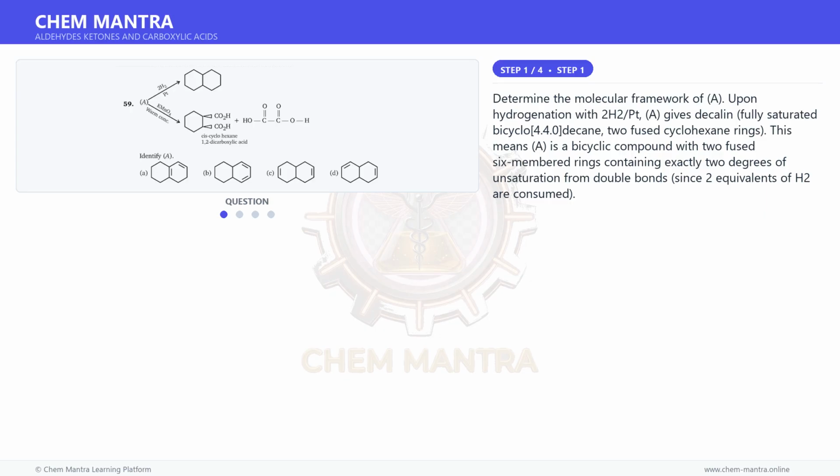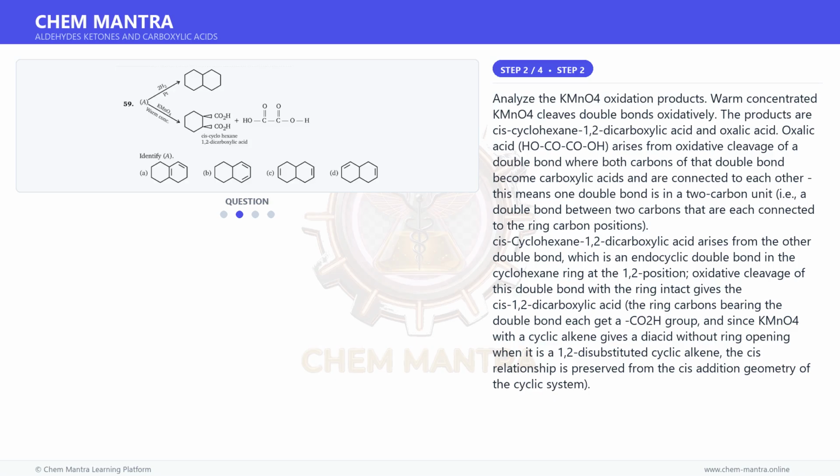Upon hydrogenation with 2H2/Pt, A gives decalin, fully saturated bicyclo[4.4.0]decane, two fused cyclohexane rings. This means A is a bicyclic compound with two fused 6-membered rings containing exactly 2 degrees of unsaturation from double bonds, since 2 equivalents of H2 are consumed. Moving on to the next step.